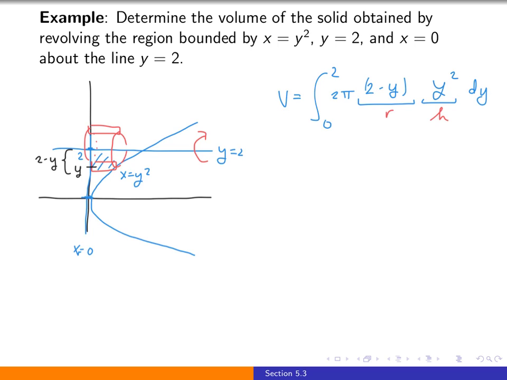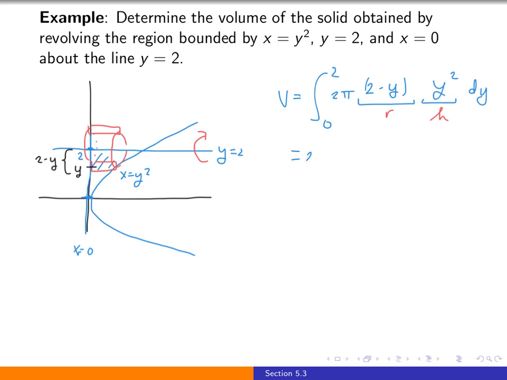So a bit different than we saw in our previous example, because the radius was something different than, say, just the variable x or y. And the key to indicating what that radius is, is to draw the typical shell and look in your picture and think, what is the radius? In this case, the distance from y to the line we are rotating about, 2.